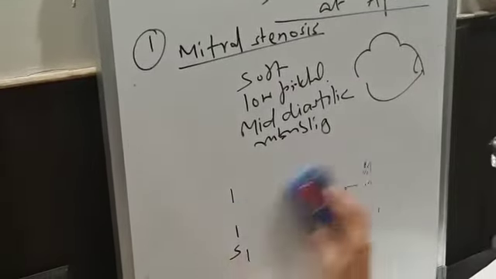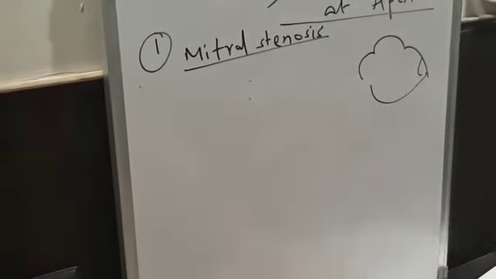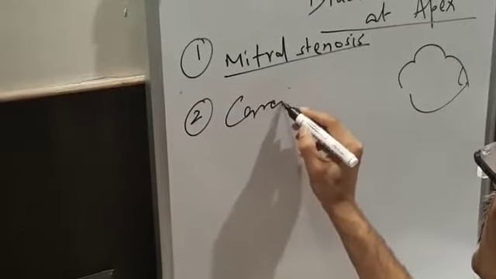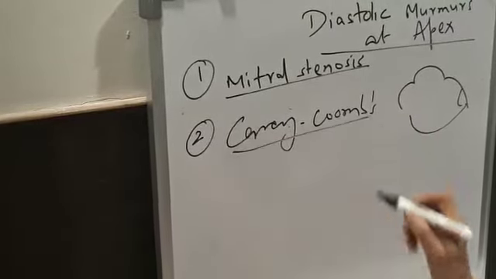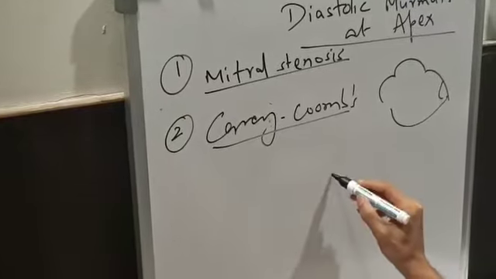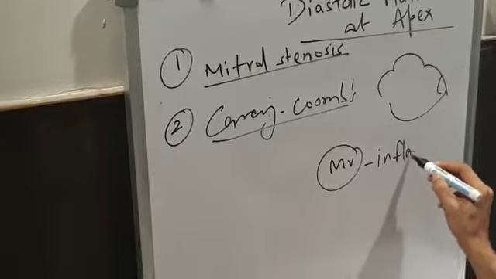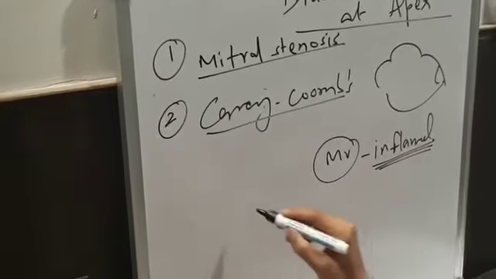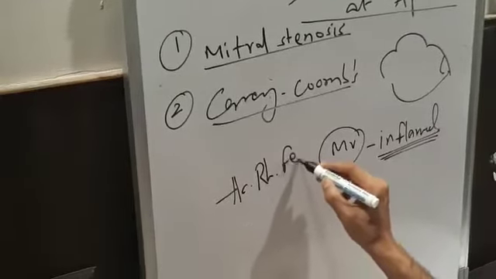Second mid diastolic murmur at apex is known as Carey-Coombs murmur. What is this Carey-Coombs murmur? It is again coming from the mitral valve, which is inflamed. Inflamed mitral valve because of acute inflammation, which is seen in acute rheumatic fever.